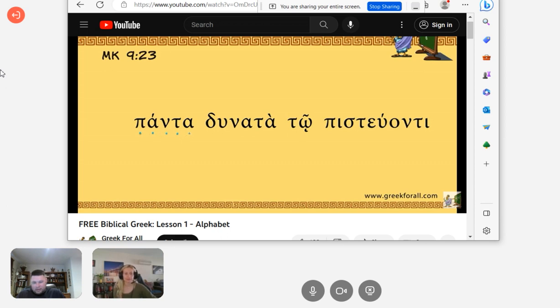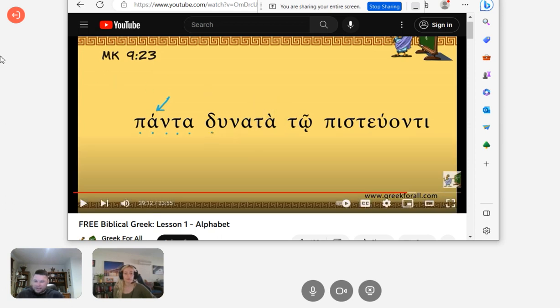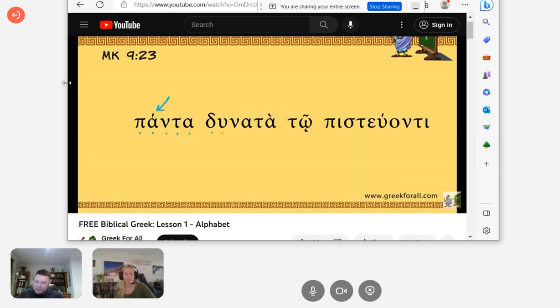These letters give us sounds. P, A, N, T, A. This is our accent. We will need to stress this syllable. Let's read it. Panta. The next word is... Panta? Yeah, like the animal, I guess. Panda. Yeah, panda. No, this nu and tau in modern Greek creates the d sound. So it's panda, d, panda. Okay. Let's hear the next one.